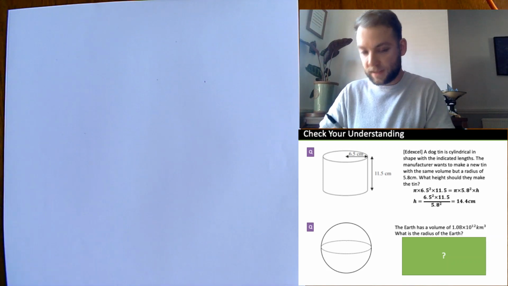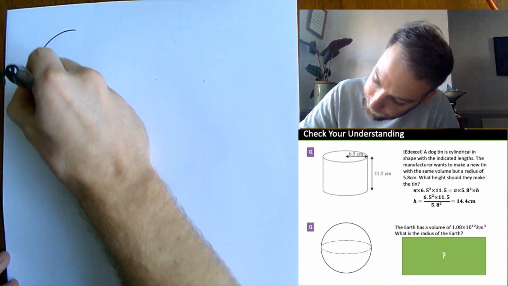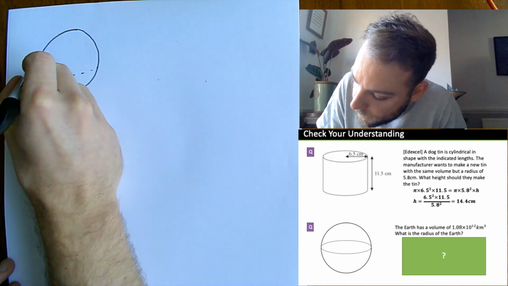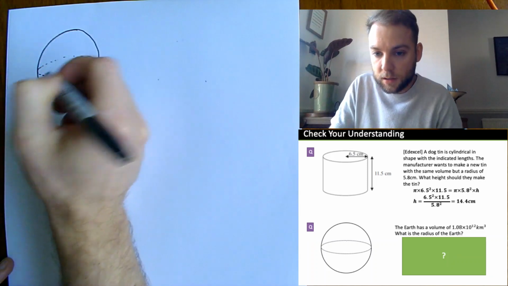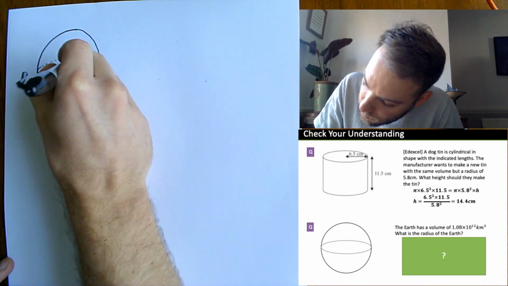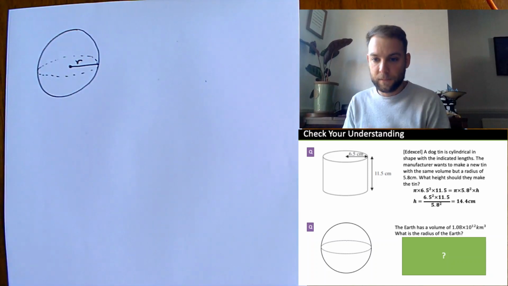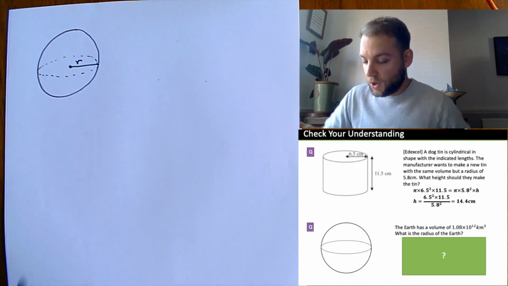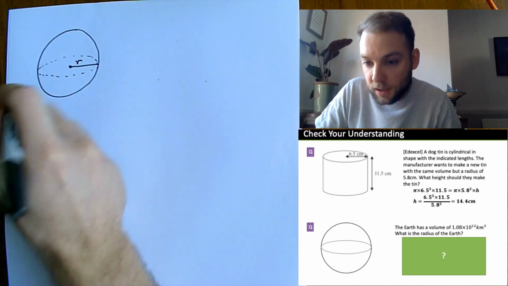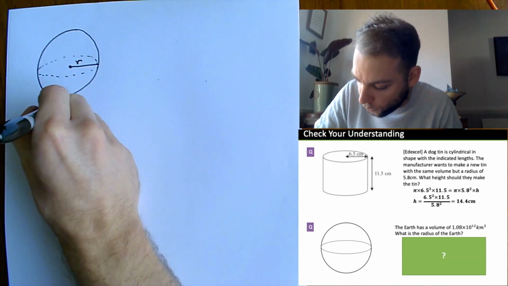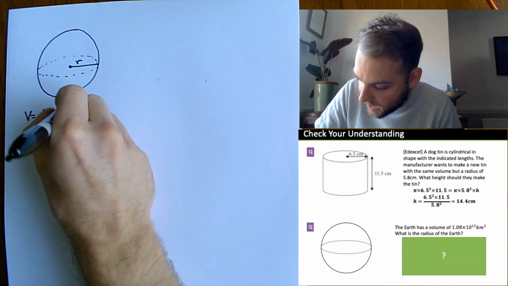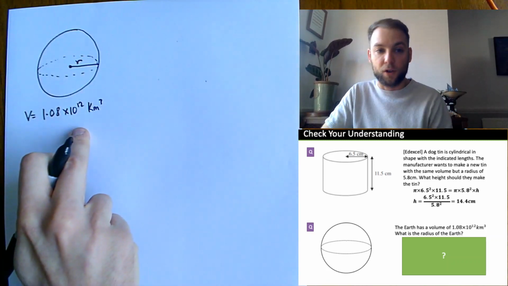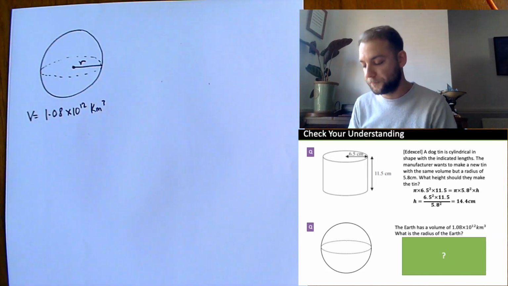Okay, let's have a look at this sphere now. So here we've got a sphere like this, radius there like that. And now this is actually the volume of the Earth. Okay, so it's saying that the volume of this now, and it's a big number, it's in standard form, is 1.08 times 10 to the 12 kilometres cubed. So it's telling you the volume, and it's saying what is this radius.